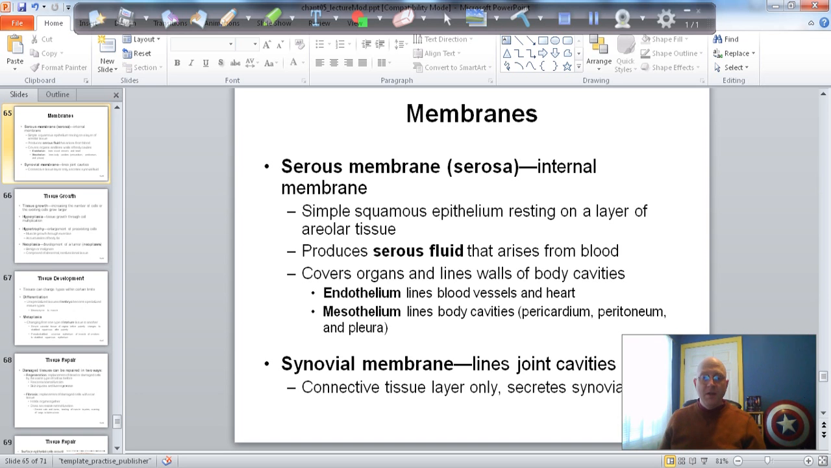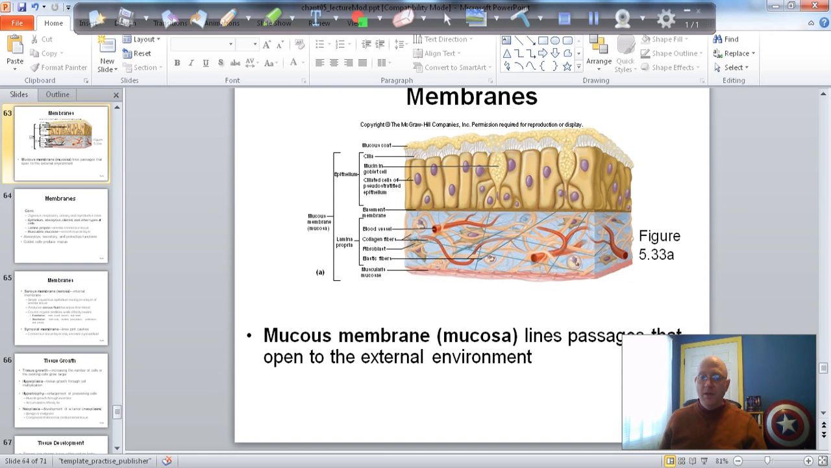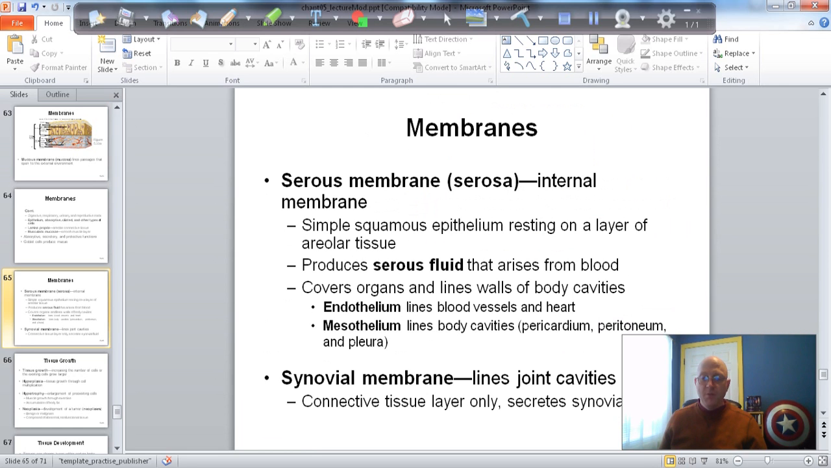So three membrane types. You've got mucous membranes, for making a sticky, thick mucus. You've got serous membranes producing something thin and watery and lubricant-like. And then you've got synovial membranes, only found in joints, also for lubrication of those objects.